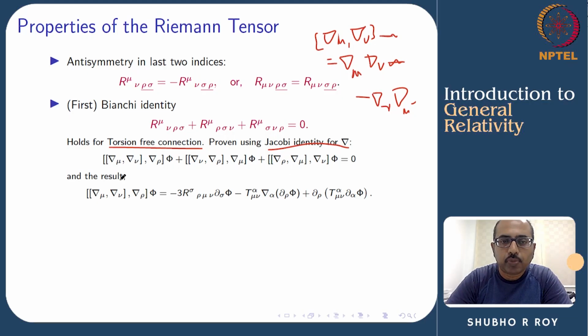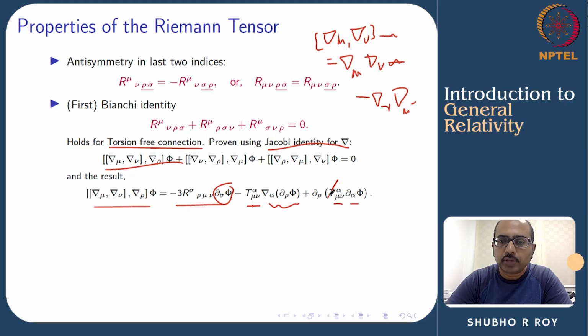However, when you compute this using the rules of covariant differentiation, this first term, for example, you can show is given by a term involving the Riemann tensor and the first derivative of phi, and then a second term which is proportional to the torsion tensor times the second order derivative of phi, and then finally a third term which is again a derivative of the torsion tensor with phi.